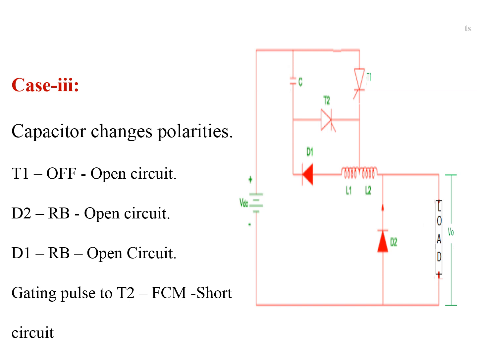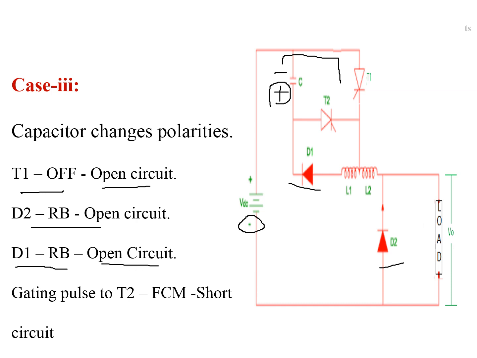After complete discharging, the capacitor changes its polarity, that is positive polarity becomes negative and negative polarity becomes positive. Here the negative polarity is connected to the thyristor T1 anode, so T1 is in off state, which acts as an open circuit. Similarly, the negative of the source is connected to the anode of D2, so D2 is in reverse bias, which acts as an open circuit. The positive plate of the capacitor is connected to the cathode of diode D1, so diode D1 is also in reverse bias, which acts as an open circuit.